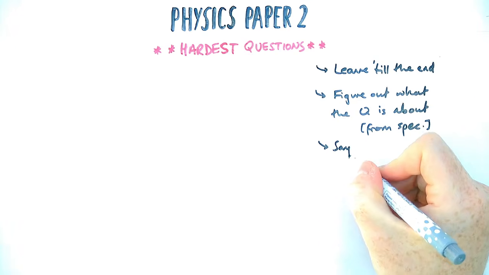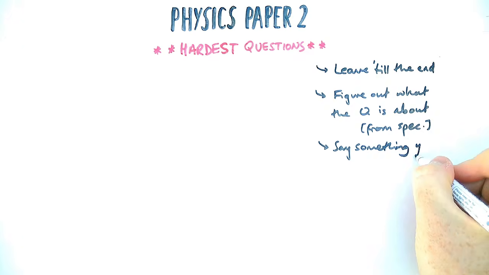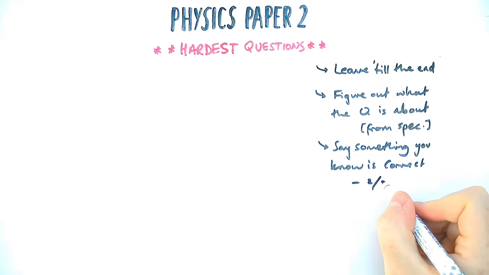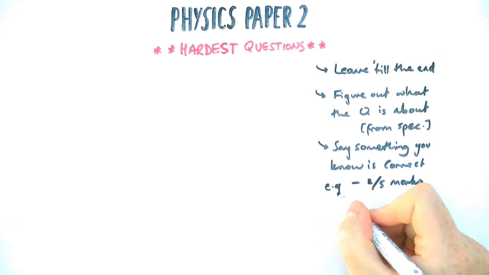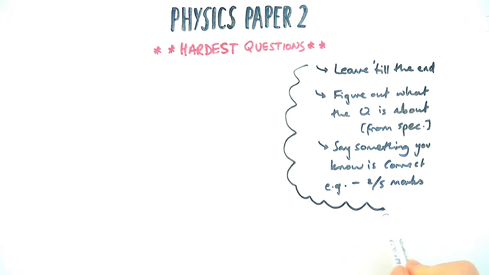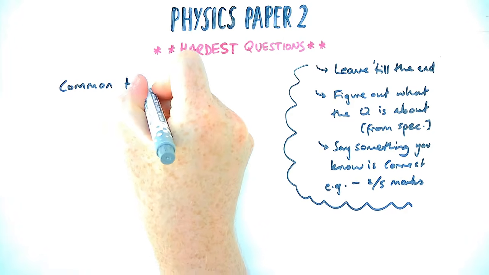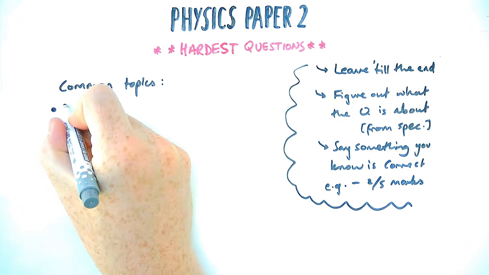So find out what the question is about first of all, and if in doubt, say something you know is true or know is correct to help you at least start the answer, because 2 out of 5 marks is better than 0, so please don't be freaked out by them. Now, there are some common tricky questions that come up in paper 2, and we can prepare for some of those today and look at some kind of weird ones as well.